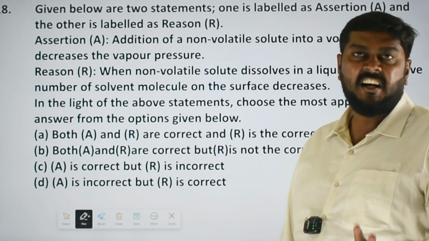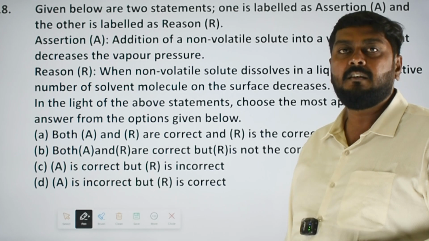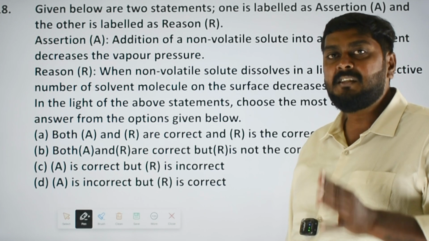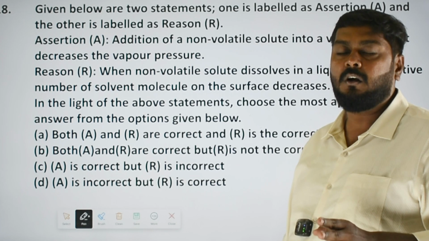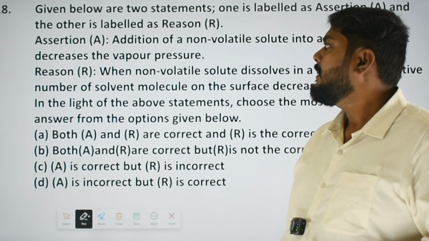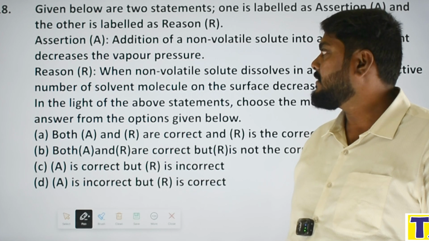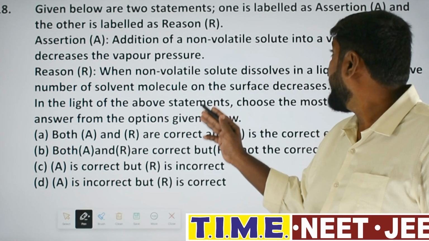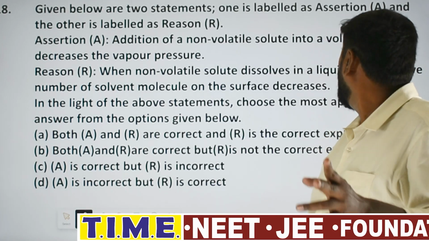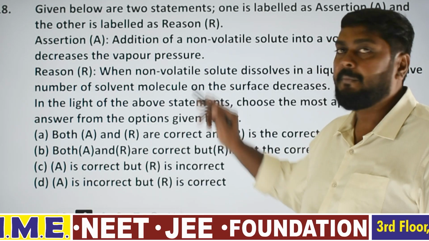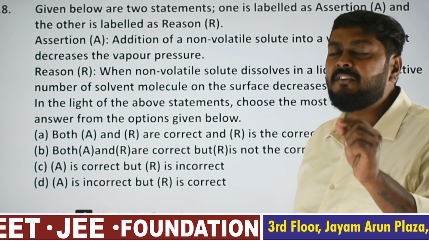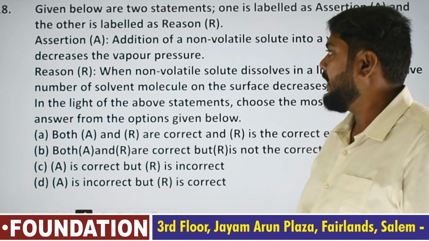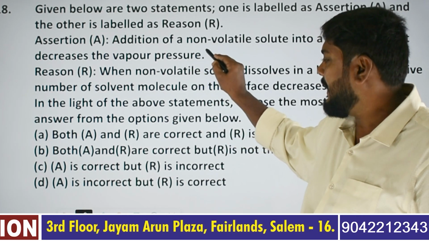This question is an assertion and reason type. Already I have said many times that we must have some theoretical knowledge to answer these kinds of questions, right? So it is from the unit solutions, right? What have they said? The assertion is that addition of a non-volatile solute into a volatile solvent decreases the vapor pressure, that is, relative lowering of vapor pressure, right? Okay, so as we all know, the assertion is correct.